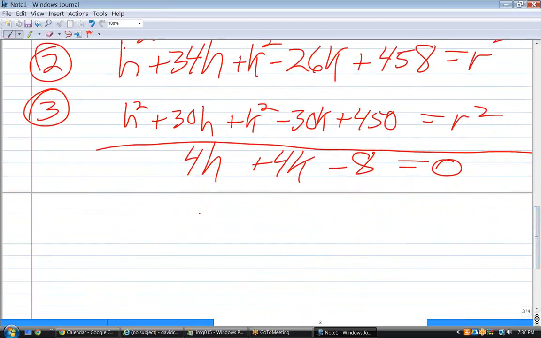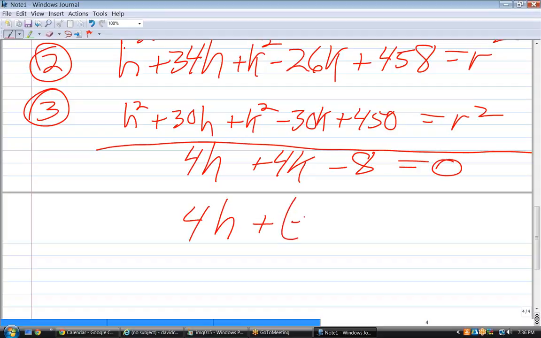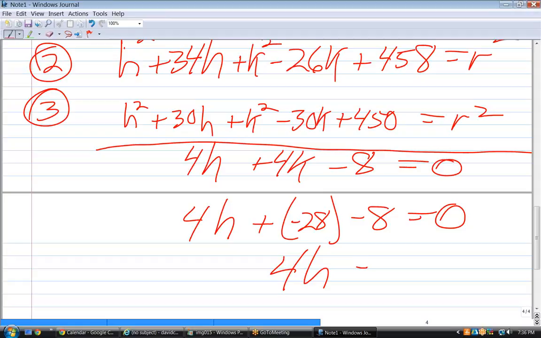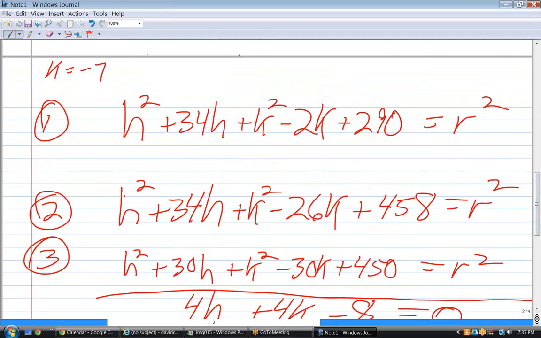K is minus 7. So now we have 4h plus a negative 28 minus 8 equals 0. So 4h equals 36, h equals 9. H equals 9. We're two-thirds of the way there. Now we can go into any of these three equations, substitute for h and k, and solve for r.